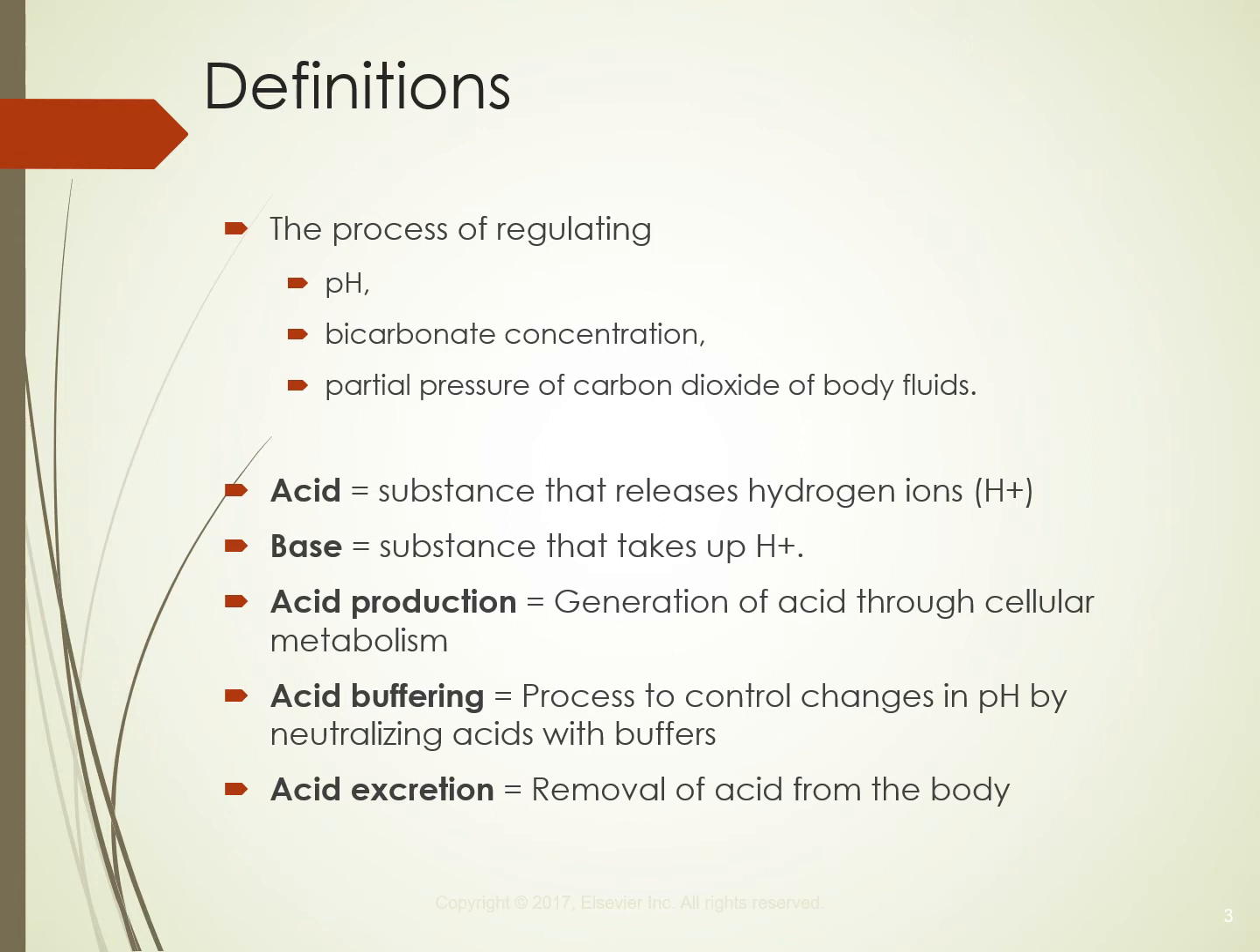Other key terms: acid production is the generation of acid through cellular metabolism. Again, acid buffering is a process to control changes in pH by neutralizing acids with buffers. The most important buffer in the extracellular fluid is the bicarbonate buffer system. Increased cellular metabolism produces more acid. Acid excretion is removal of acid from the body.